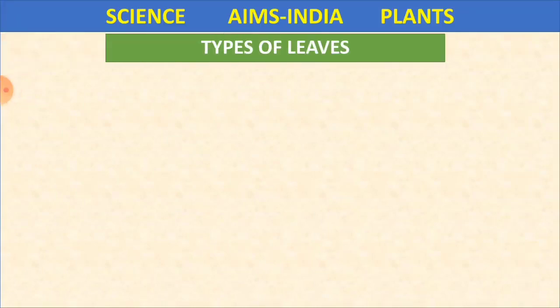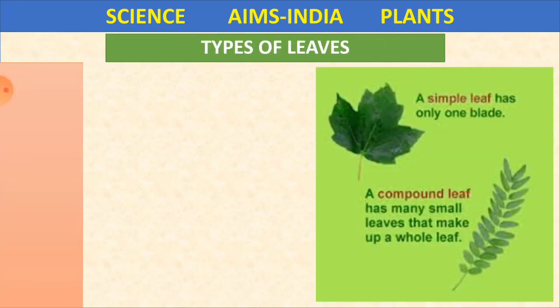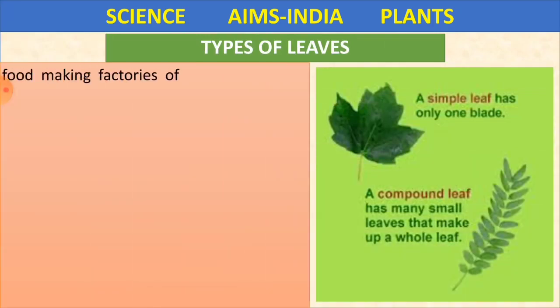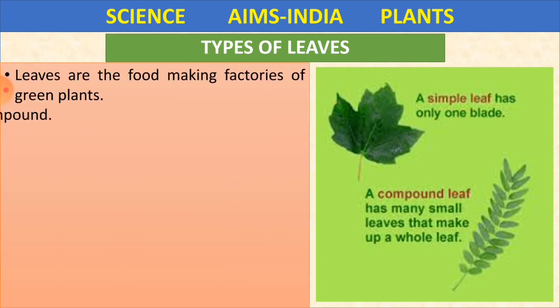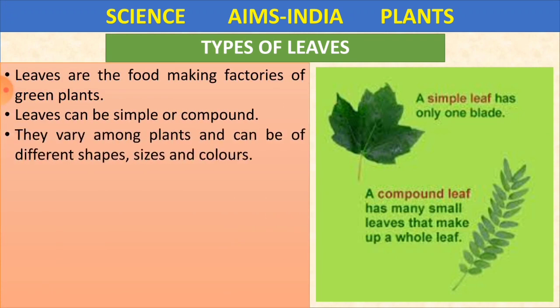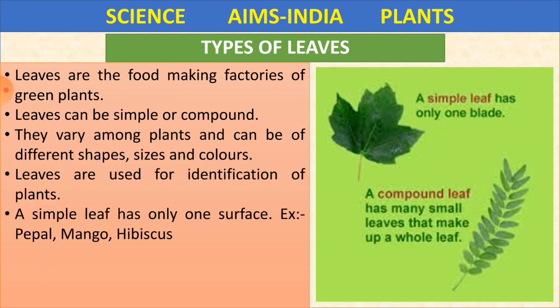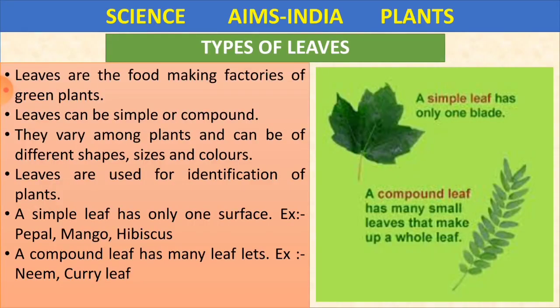Now we'll just learn about the types of leaves. As we have types of flowers and types of plants, we even have different types of leaves also. So what are they? Leaves are the food making factories of green plants. Yes, obviously they make food, as we said.